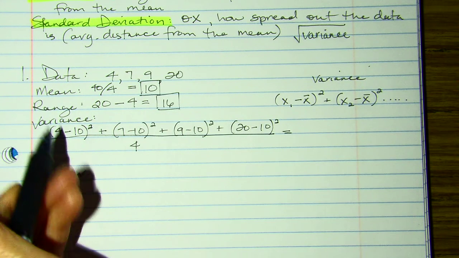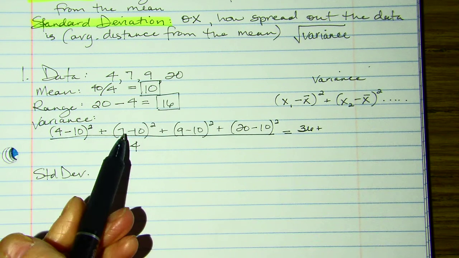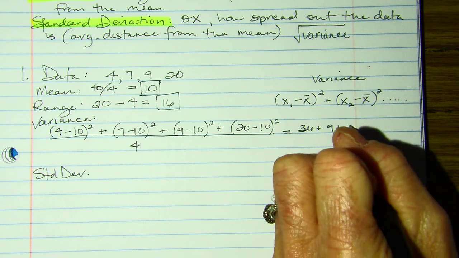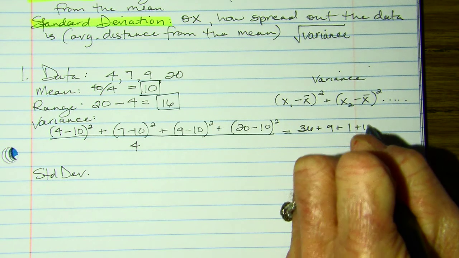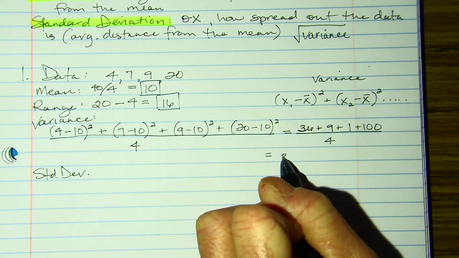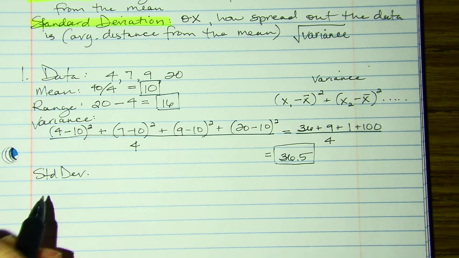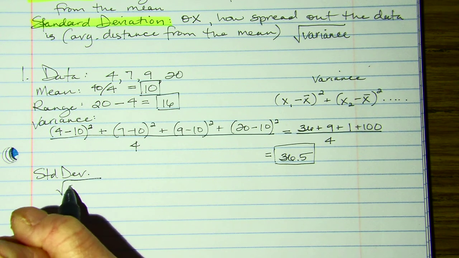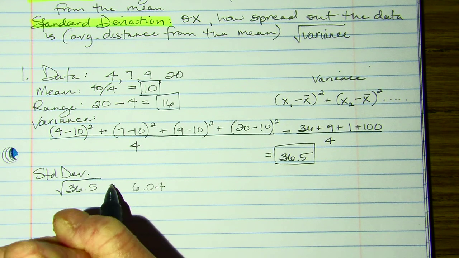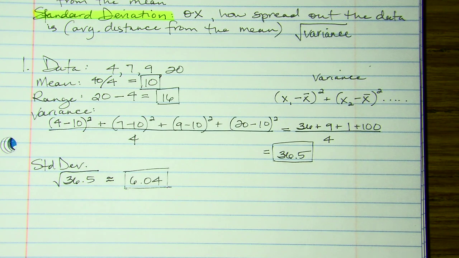So I'm going to simplify this. 4 minus 10 is 6. 6 squared is 36. 7 minus 10 is 3. 3 squared is 9. 9. The difference between 9 and 10 is 1, so that's 1. That's 100, and I'm dividing by 4, and I got 36.5. So that's the variance. For standard deviation, I'm simply going to take the square root of whatever we got for variance. And so my standard deviation is approximately, I should put a little approximately because we're rounding, 6.04. Okay, so that is it by hand.